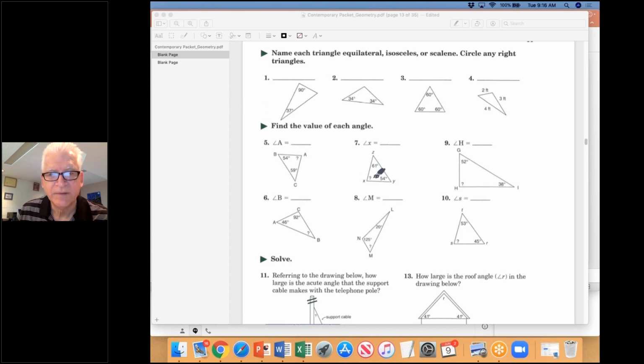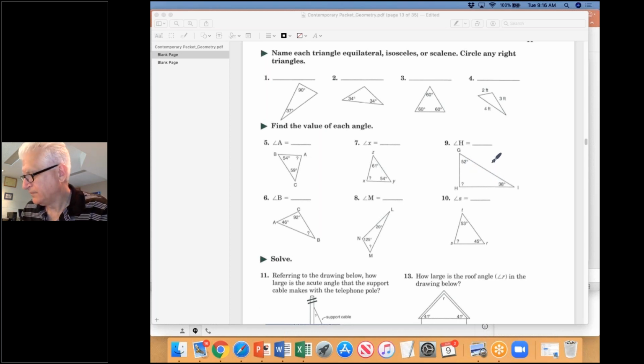It's 65. So the answer is 65. We'll just write that in, 65. And again, we want to indicate degrees. You always want to, in geometry or really any other math, when you're writing down a unit of anything, always determine what the unit is that you're measuring and indicate that, whether it's inches or pounds or feet, in this case, degrees.